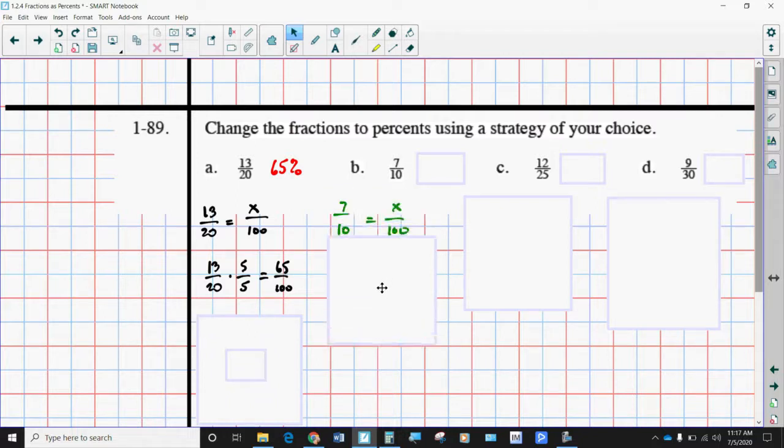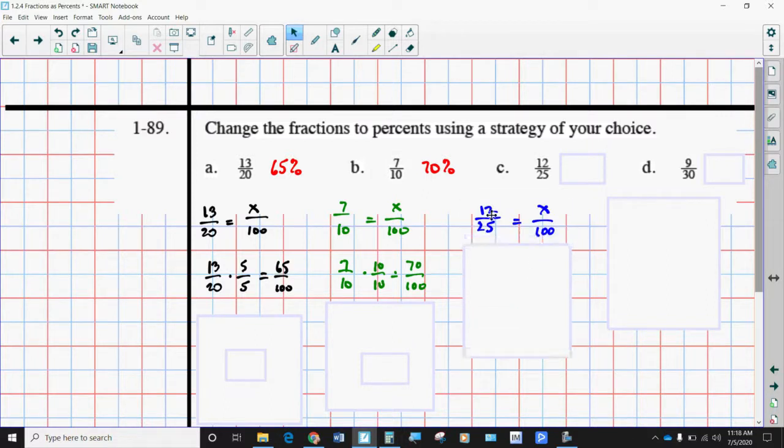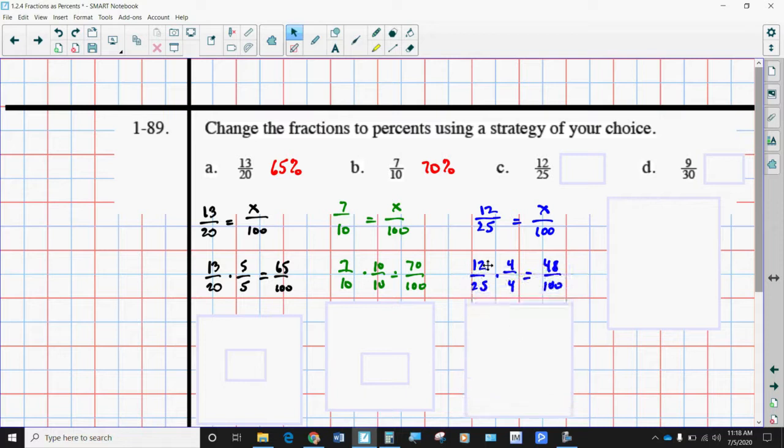7 over 10 is equivalent to some number out of 100. What would you multiply times 10 to give you 100? Yes, that is 10. So 7 times 10 is 70, which means our answer must be 70%. If 12 over 25 gives you some number over 100, what do you multiply times 25 to give you 100? That would be 4. So 12 times 4 will give you the percent. 48 out of 100 is 48%.